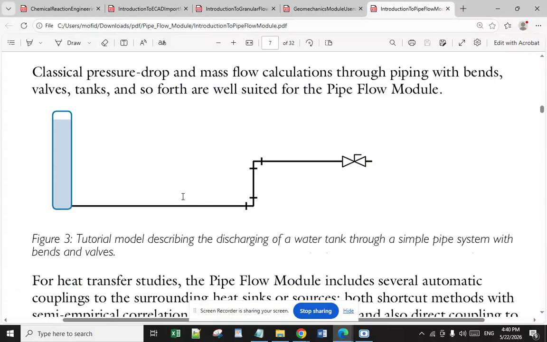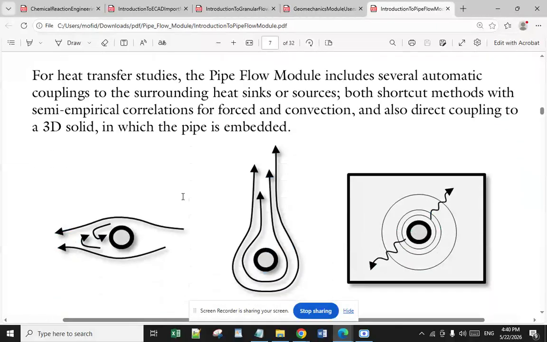Classical pressure drop and mass flow calculations through piping with bends, valves, tanks, and so forth are well suited for the Pipe Flow Module. Figure 3 illustrates a tutorial model describing the discharging of a water tank through a simple pipe system with bends and valves.